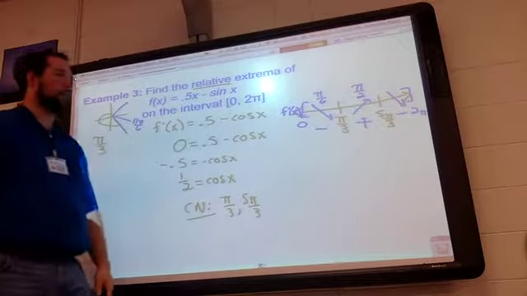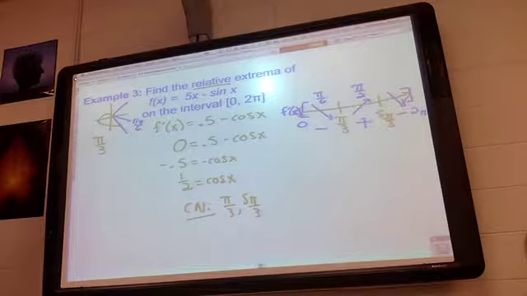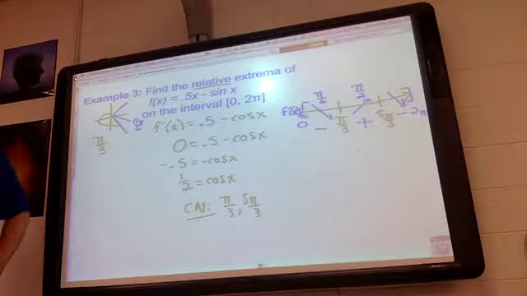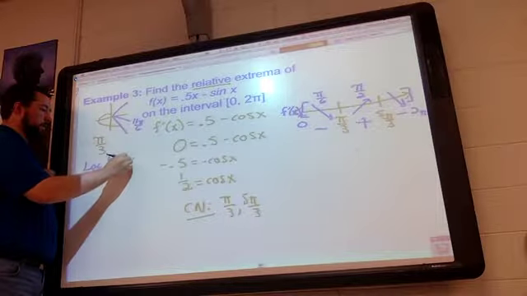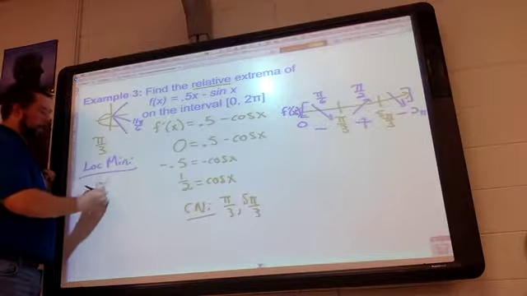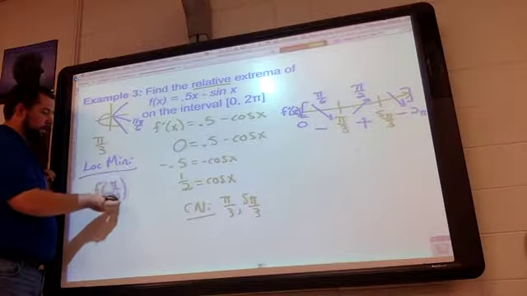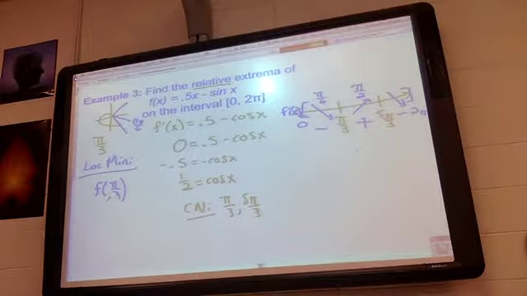What are we doing right now? Probably the relative extrema. At pi over 3, the graph goes from going down to going up. So what happens there? It's a minimum. Yep, we have a local or relative min at f of pi over 3. We can plug that in and get an answer, but I'm just going to leave it as it is right now. It's not going to be a pretty answer. It'll be pi over 6 minus the square root of 3 over 2.